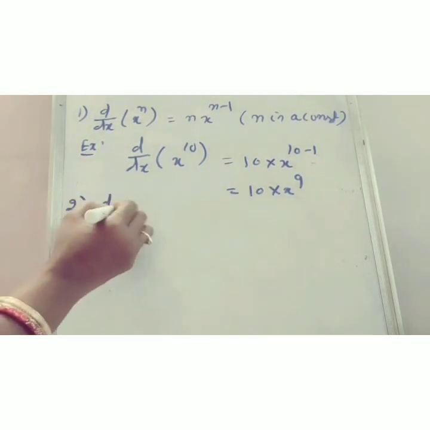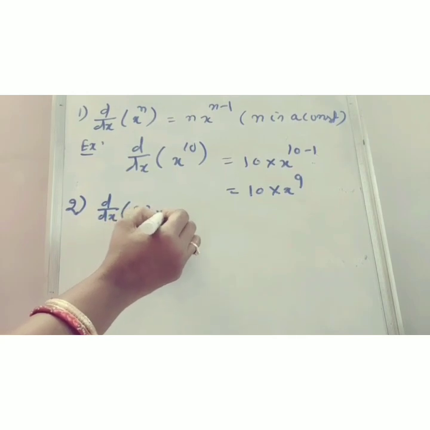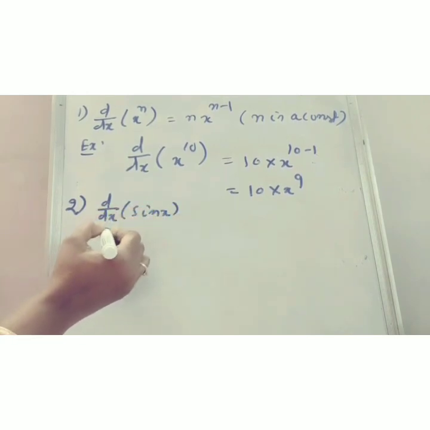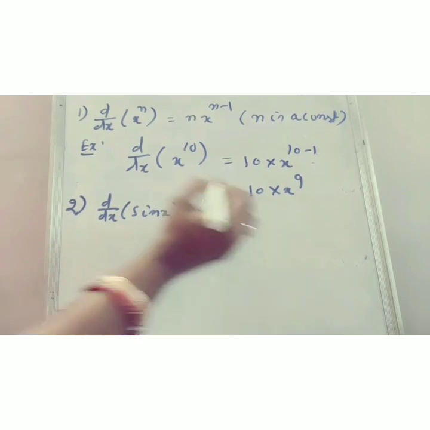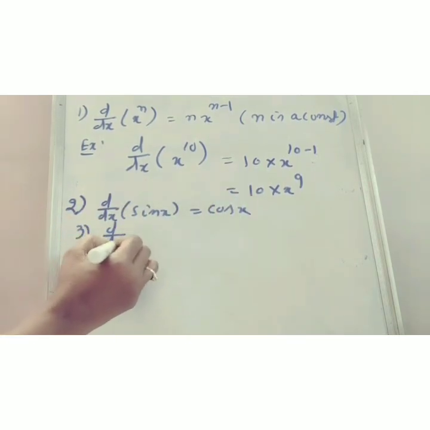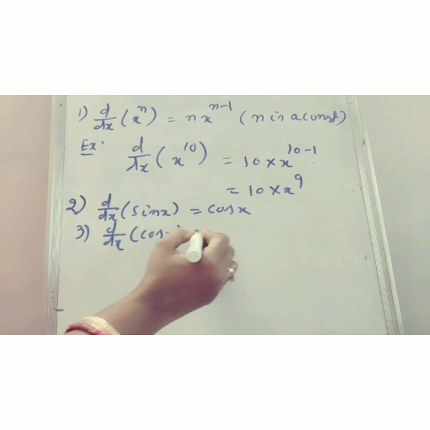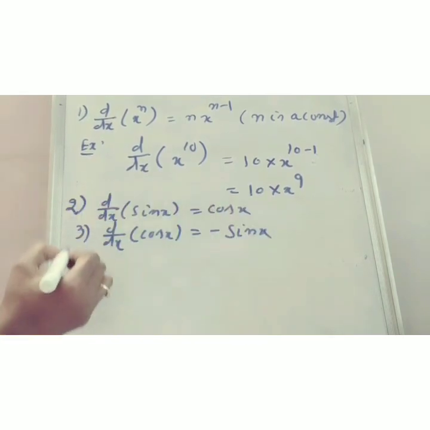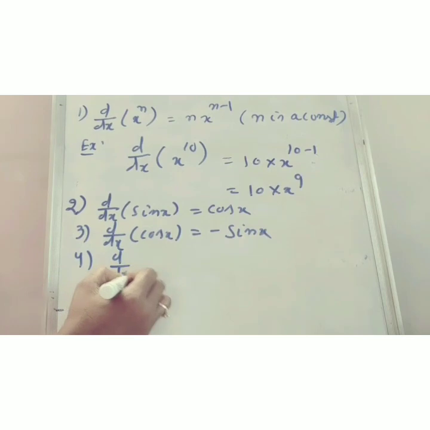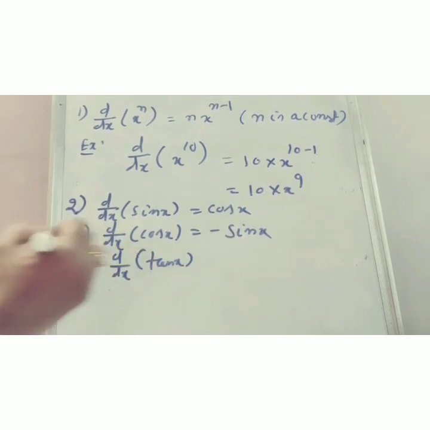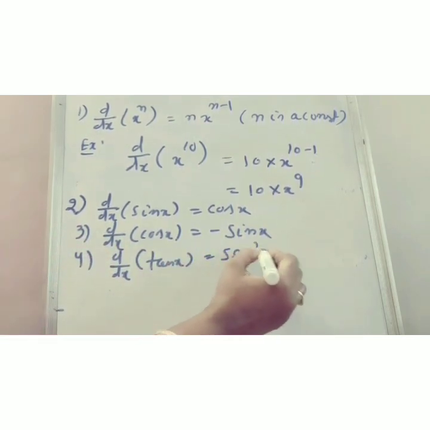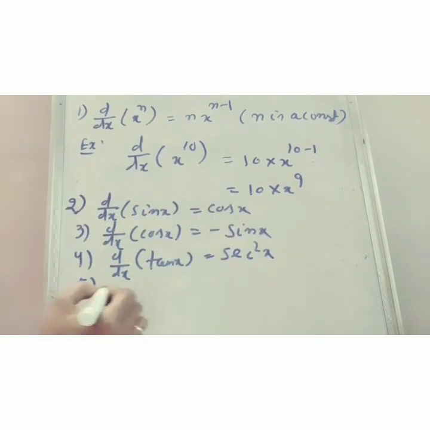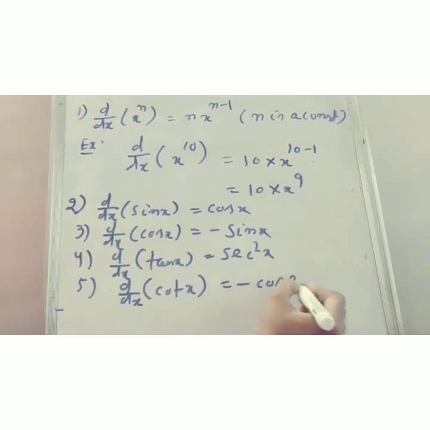d by dx of sin x. The derivative of sin x with respect to x is cos x. The derivative of cos x with respect to x is minus sin x. Similarly, the derivative of tan x with respect to x is sec square x. Now number 5, the derivative of cot x with respect to x is minus cosec square x. These are all important formulas you have to remember.